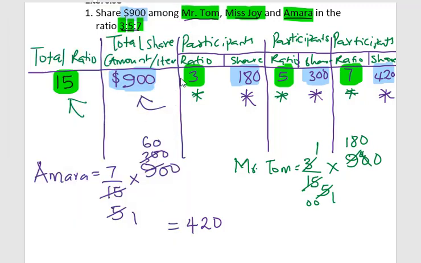So what is happening here? We are making sure that in this model the ratios balance with the total ratio, and the total amount shared balances with the total amount shared. Is that clear? Let's solve some questions so we can understand better.